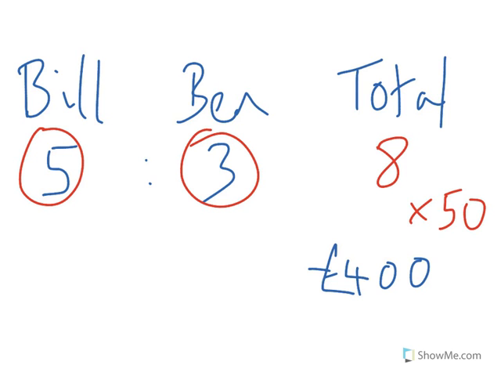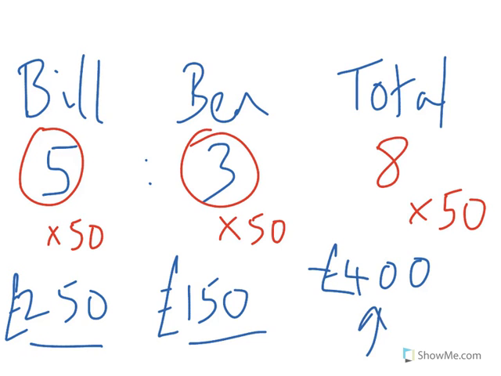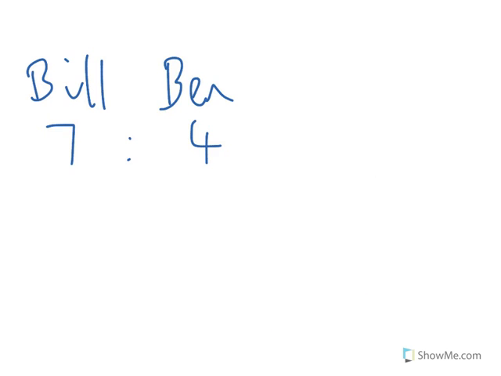So to get what Bill received, we need to do 5 times 50, so he would have £250, and Ben as well needs to be times by 50, so he would receive £150. Now you can obviously check that you're right here, because our 250 plus our 150 should add up to 400, which it does. Okay, just one more slightly different problem.